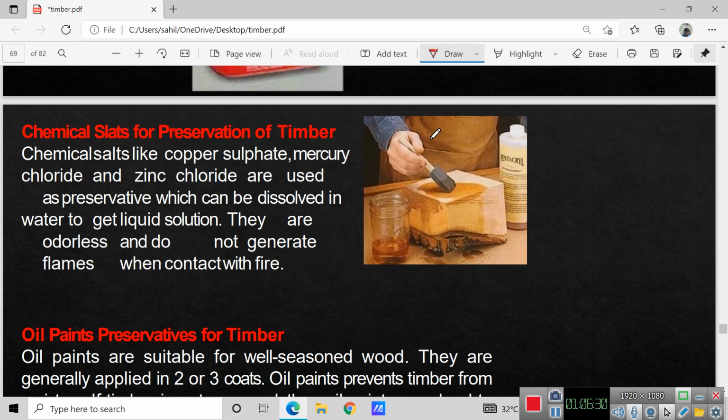Chemical salts for preservation of timber. Chemical salts like copper sulfate, mercuric chloride and zinc chloride are used as preservatives which can be dissolved in water to get liquid solution. They are odorless and they do not generate flame when in contact with fire.